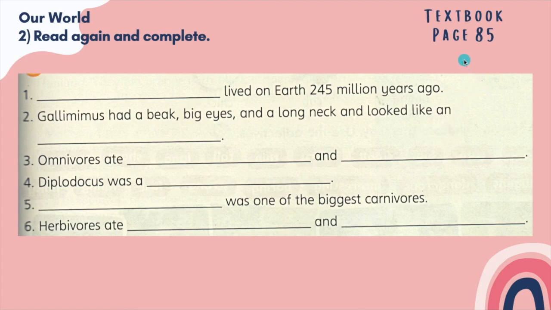Next, you need to read again the passage and complete this exercise. For this part, look at your textbook page 85. Read again and complete. So, you can write in your exercise book, either the small exercise book or the writing book. If you don't have any of those books, you can use a piece of paper. Write today's day and today's date. The instruction is read again and complete. So you copy all this down and simply fill in the blanks.